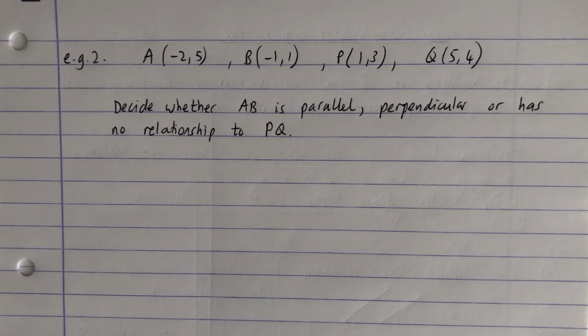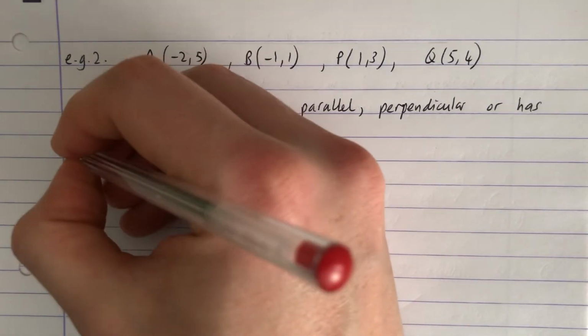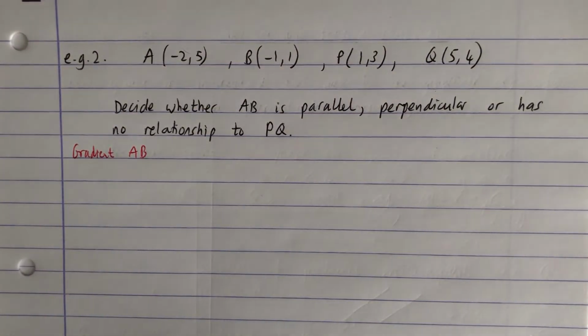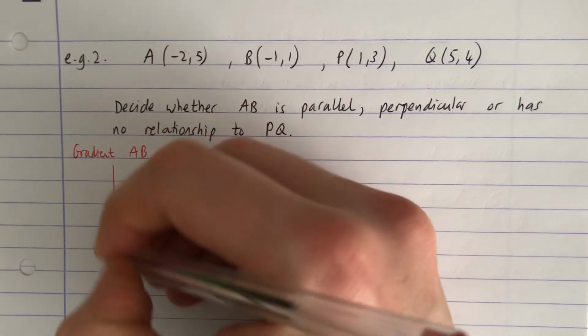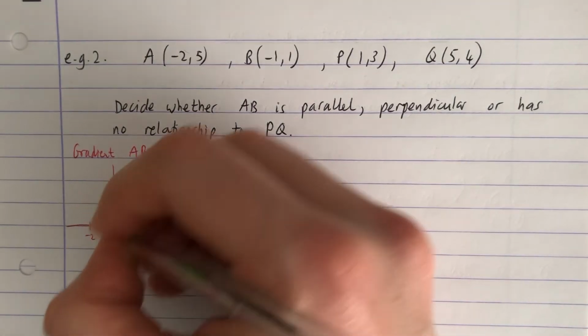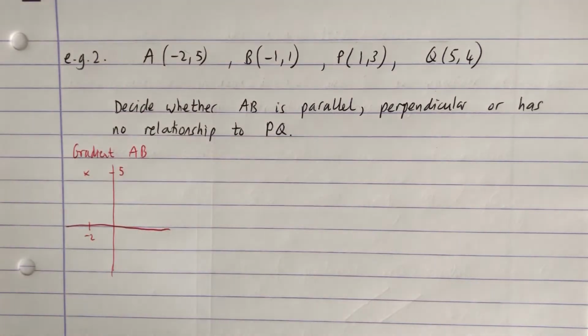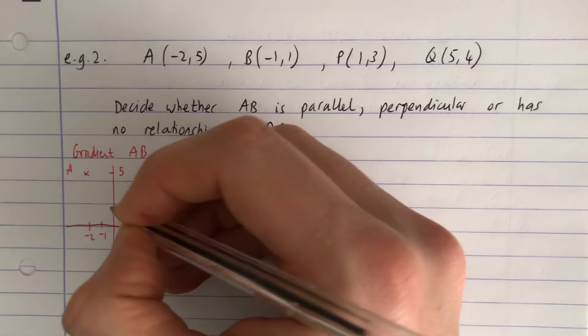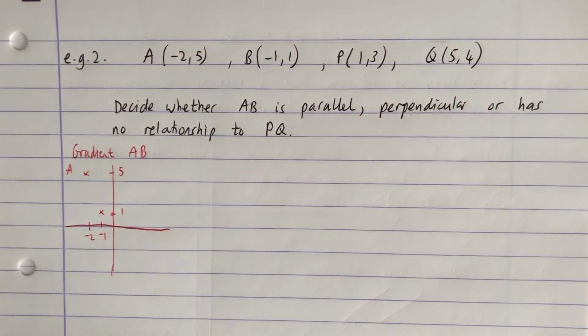And the only way you can get marks for this is if you consider the gradients. So the gradient of AB. Right, let's draw a quick sketch. Doesn't have to be accurate at all. -2, 5. Say that's -2, say that's 5. So there, that's A. B, -1, 1. That's -1, say that's 1. There. That's the line A to B.